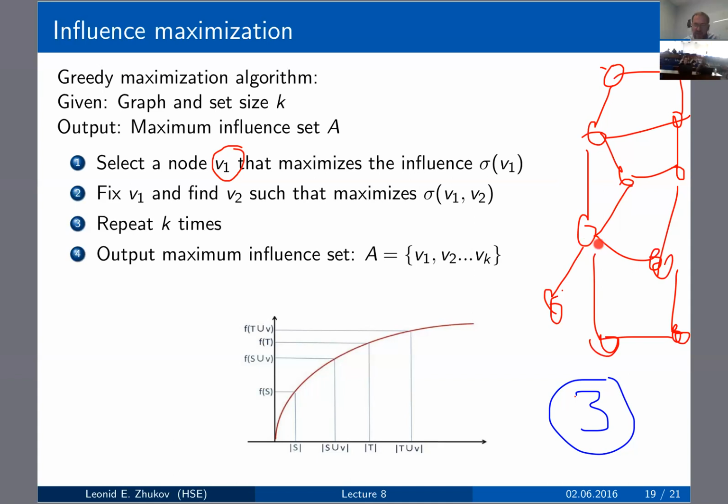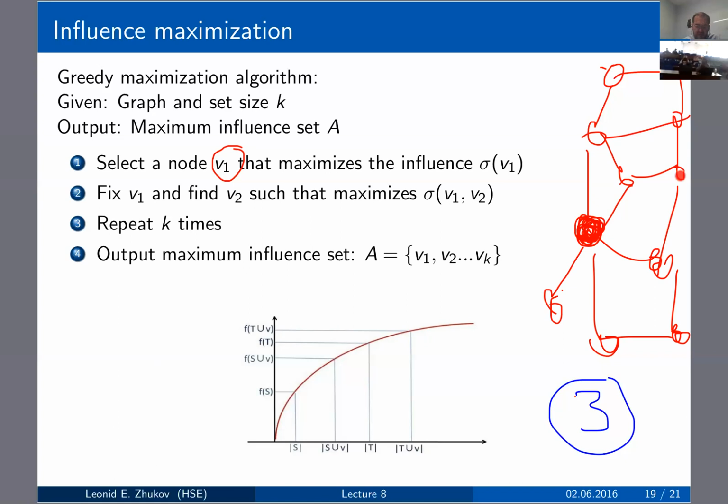So we select this node, for example, and calculate how far it's going to go, or we select this node and see how far the influence goes, select this node, and let's say we checked all the nodes, we went through all of them and realized that, as a single node, this one gives the maximum influence. We keep it. We fix it. Then we start checking the following. If we fix this node and check this node and add this node, or add this node, how far the influence would go from those two nodes.